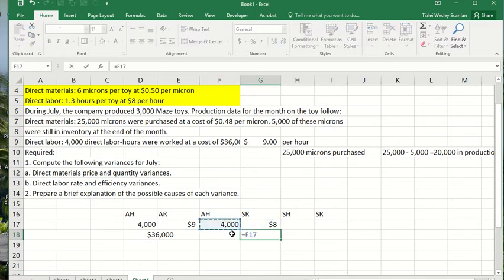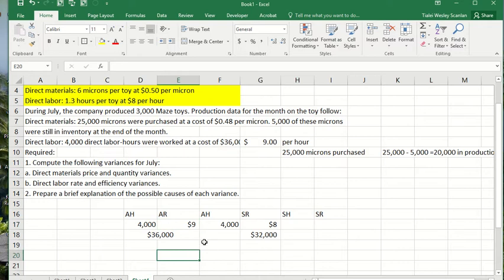So we can multiply these here and see that we have a $4,000 difference. We should have paid them $8. We were paying them $9. The difference between these two will be unfavorable.